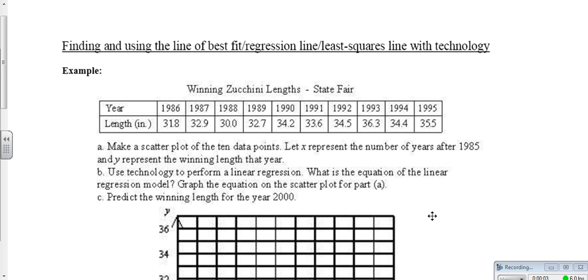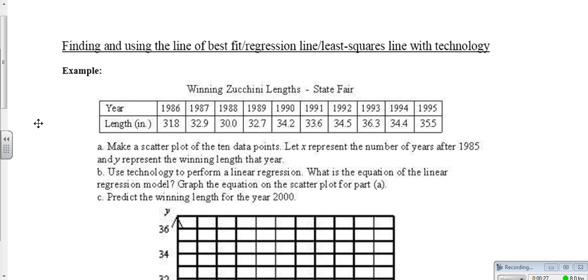Lesson 5.4, Part B. In this part of the lesson we're going to talk about using our calculator to calculate some more specific and better data, more accurate numbers. Similar situation: we have the year for zucchini lengths and the length that was recorded. We're asked to make a scatter plot of the 10 data points.